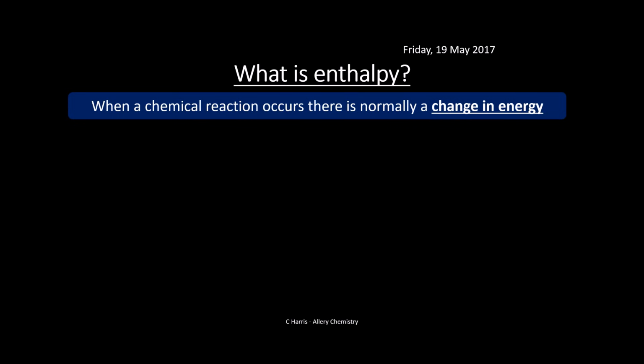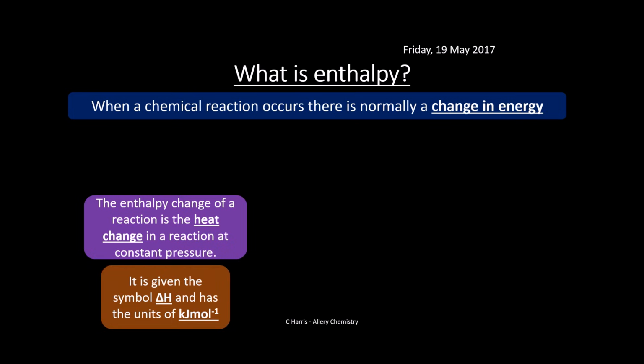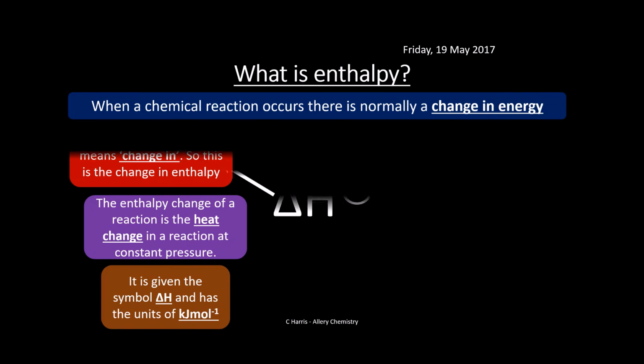So when a chemical reaction occurs, there's normally a change in energy. Okay, and so the enthalpy change of a reaction is the heat change in a reaction at constant pressure. Okay, it's given the symbol delta H. It has the units of kilojoules per mole.